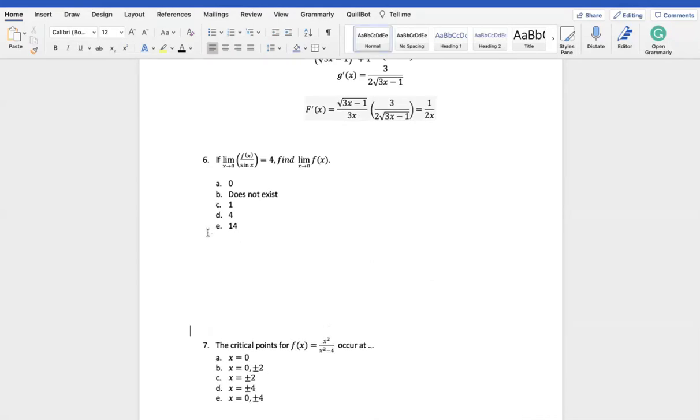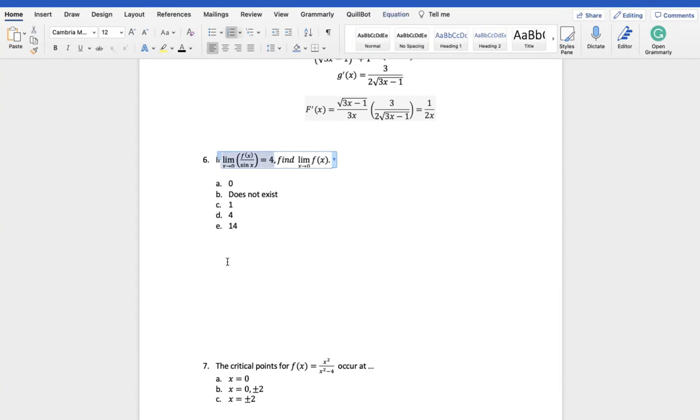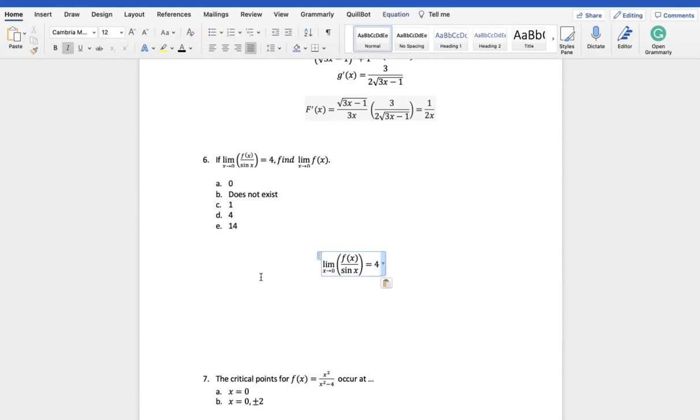So for question 6, we have a limit. So this one is a bit tricky. So you have a limit such that as x tends to 0, f of x over sine of x is equal to 4, right? And you are asked to find the limit of f of x.